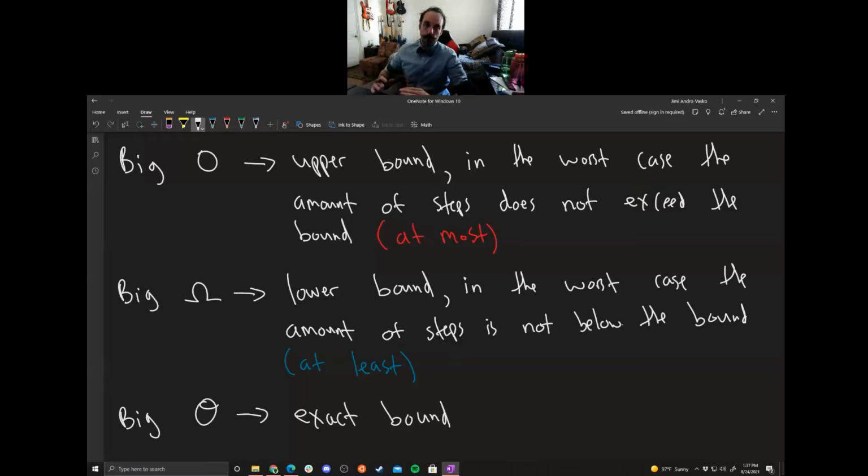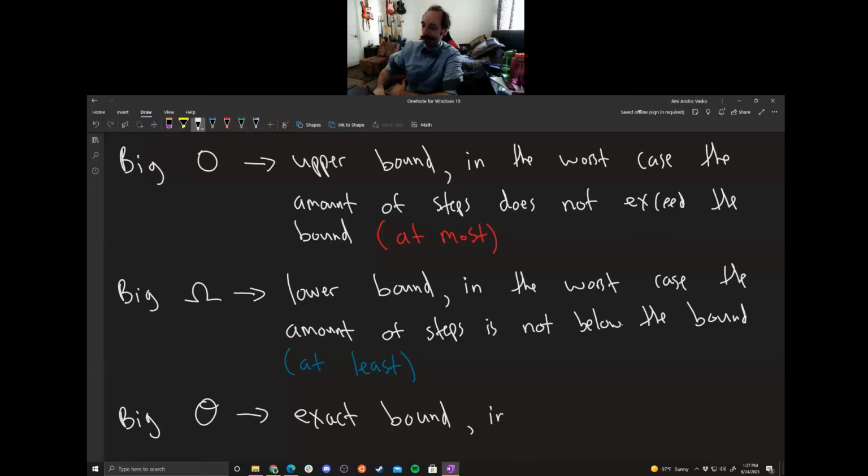So typically, we try to always lower the upper bound as best as possible. We always try to increase the lower bound as best as possible. That still sets that bar within the runtime of the algorithm. So omega is at least, big O is at most. And an exact bound, theta, is really at most and at least at the same time.